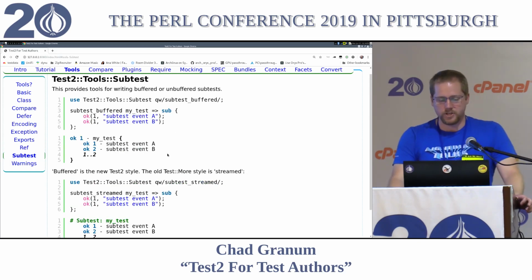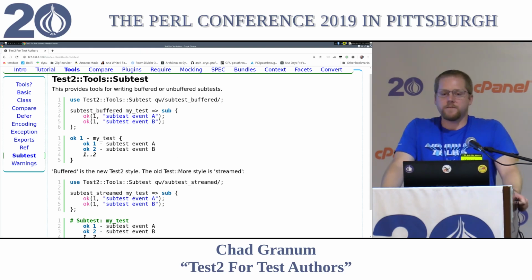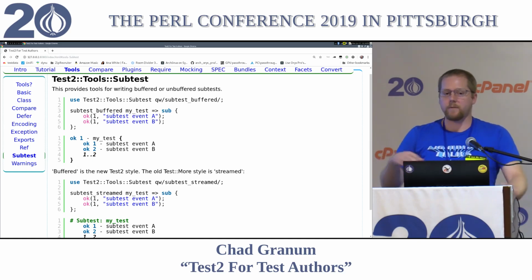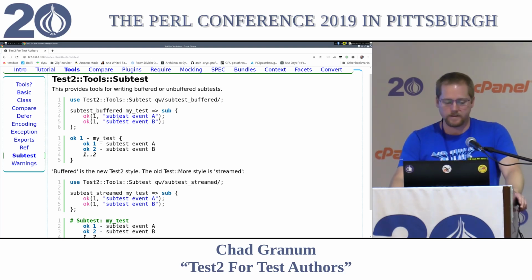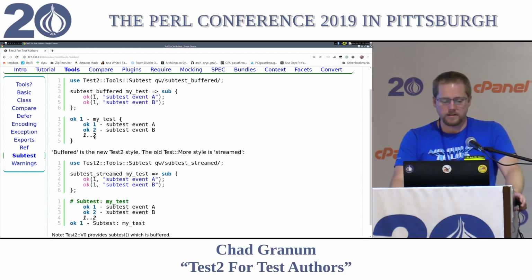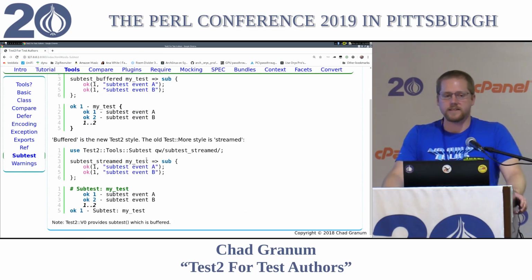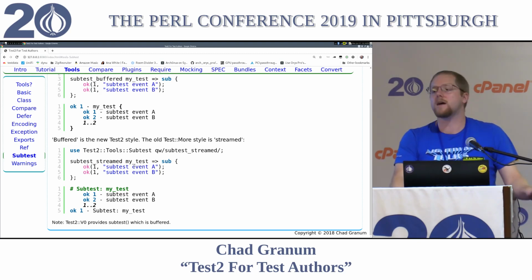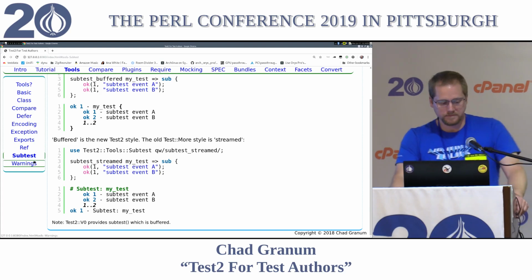Subtest. There are two ways to achieve subtest in Test2. There's using subtest buffered, which is useful if you're in threaded or forking tests, because it won't actually output the subtest until it is complete. That way they don't get all mixed together like they would if you just use Test::More and forked or threaded. And then streamed is basically the old style where it's going to output the result as soon as it happens, well before the subtest is done. You do not want to use that if you've got any threading or forking going on.